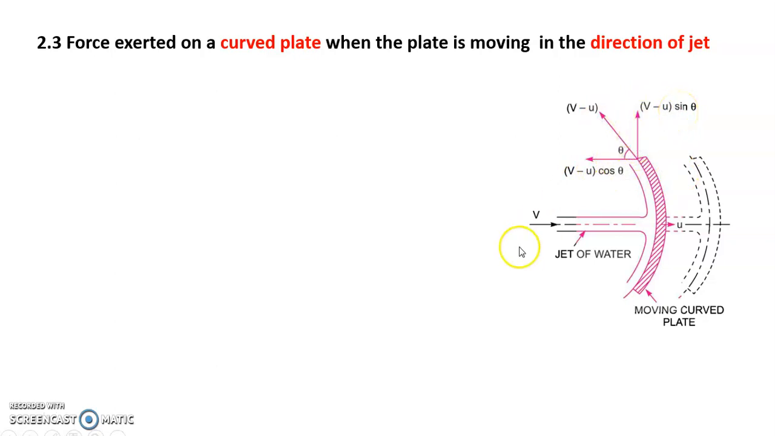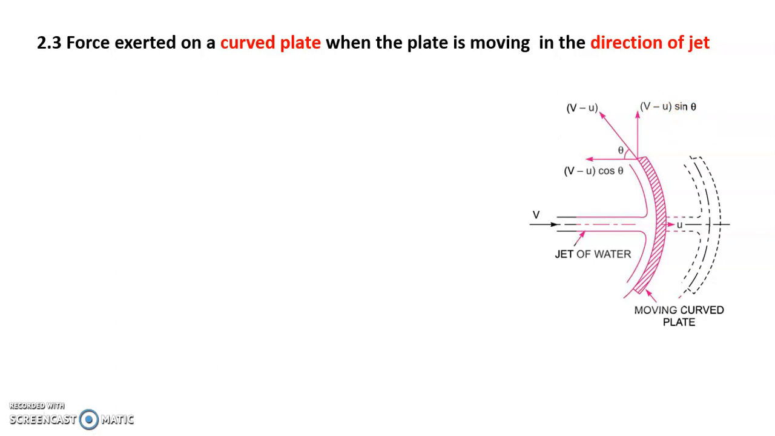In the direction of the jet, before striking, the velocity is the relative velocity, that is V − u, and after striking it is −(V − u) cos θ. I hope you know the reason why it is minus. In the y direction, there is no velocity component before striking, but after striking there is one, that is (V − u) sin θ. With this background, let us try to solve this derivation.